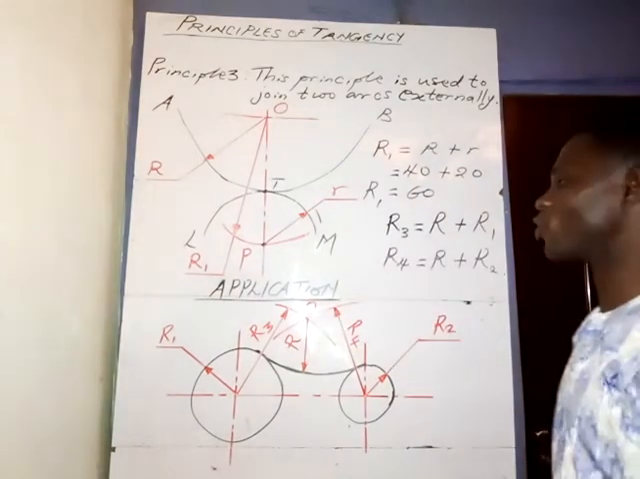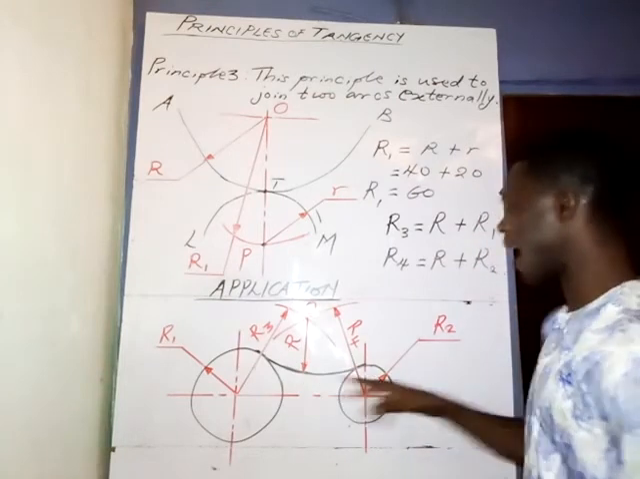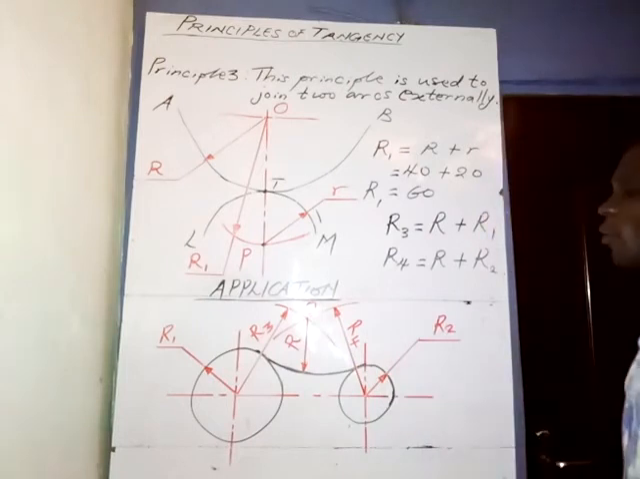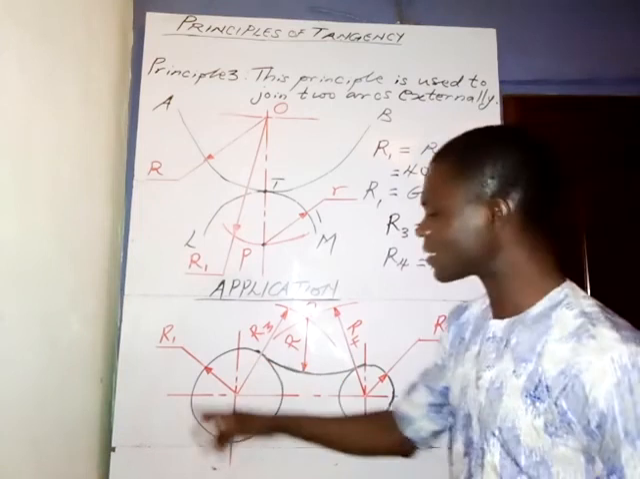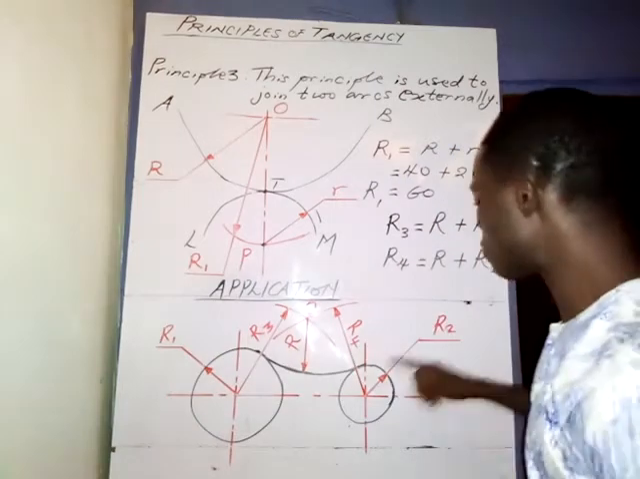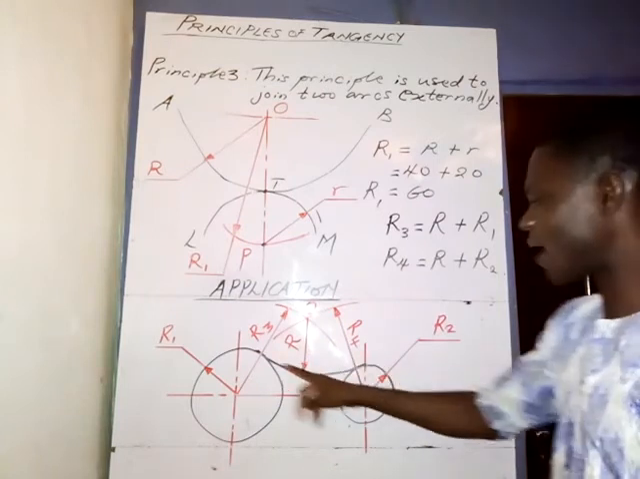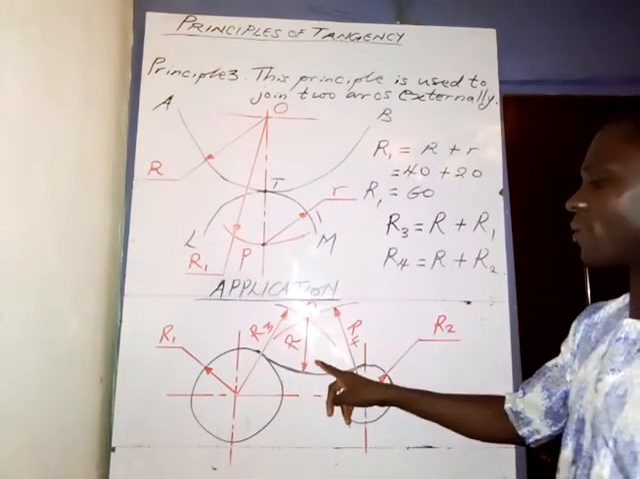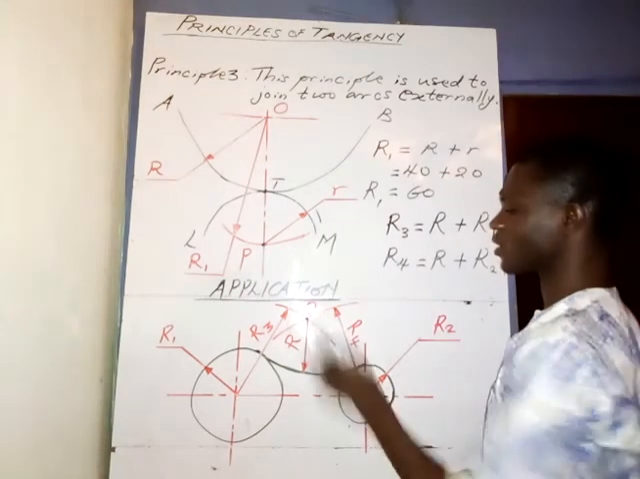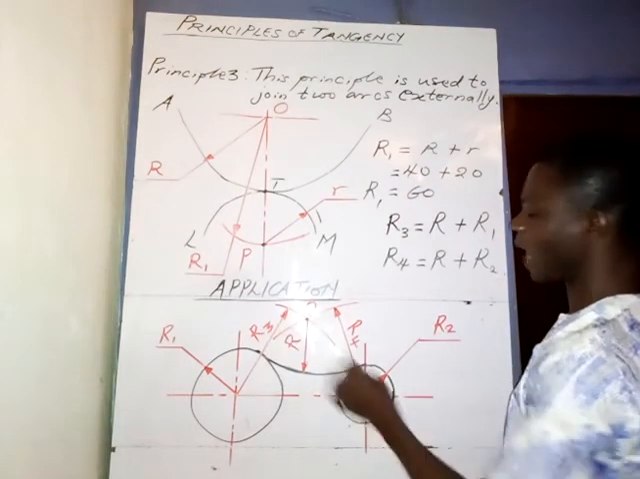Let's come to the application of the third principle of tangency. We want these two circles to touch this arc externally, to touch the external part of the arc. So how can we do that? This big circle has a radius of R1, and this small circle has a radius of R2. Then this arc has a radius of R, as we have here. So we need to locate this point Q. To locate point Q, we need to determine the value of R3 and the value of R4.